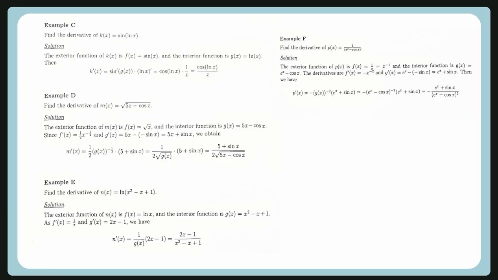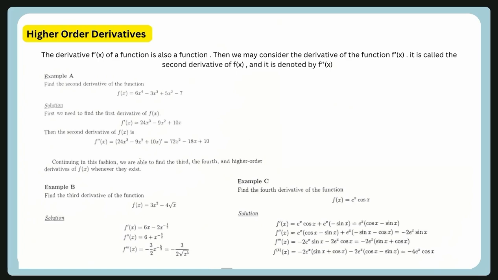All right, then we have example C: find the derivative of k of x is equal to sine of ln x. So your f of x is sine of x, and your g of x is equal to ln x. Again, we simply apply the rule, which is the derivative of your f of x, so it would be cosine of x, times your g of x, the same, times your g of x derivative, which is 1 over x. And then you simplify it. Make sure when you do the composite functions, you just need to determine your f of x and g of x, do their derivatives and apply the equation. As simple as this.